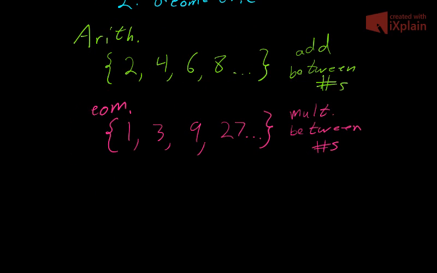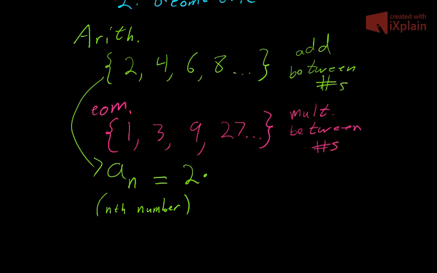For this arithmetic sequence, right down here, I'm going to write this as, just one second, I'm sorry, I wrote that wrong, it should be a sub n. A sub n, and what this means is the nth number, which sounds weird, but if n is 1, that means it's the first number. If n is 2, that means it's the second. If n is 4, that's the fourth number. That's going to be equal to 2 times n.